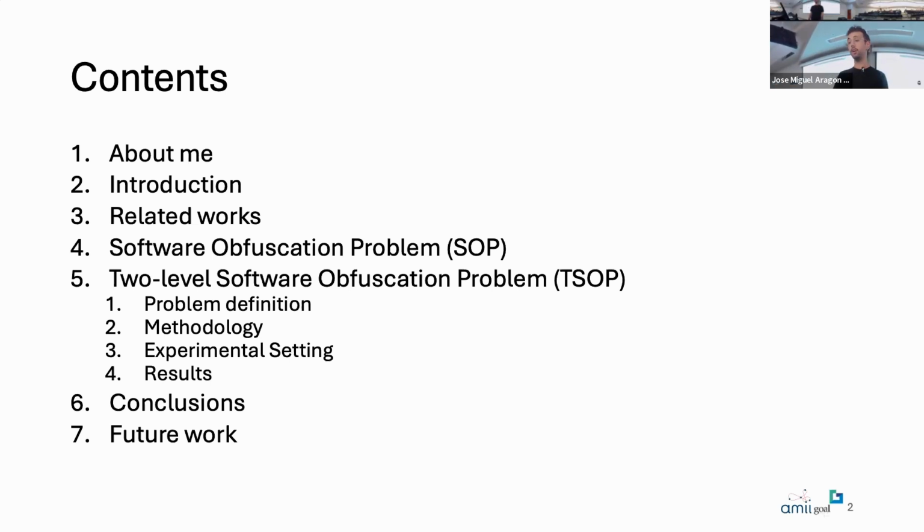After that, I will give a brief description about the different related works that are in the literature about source code obfuscation. And then we will introduce two different combinatorial optimization problems, the software obfuscation problem and the two-level software obfuscation problem, that we have made in this line of work. But we mainly focus on the second one, which is the latest one, and we are going to present some of our latest results in this line. Finally, we will conclude our work and present some lines of future work.